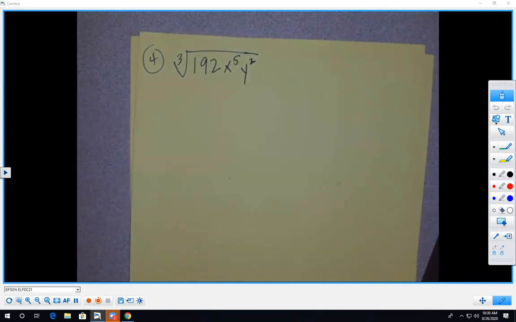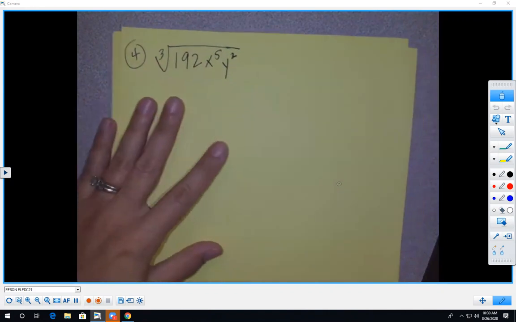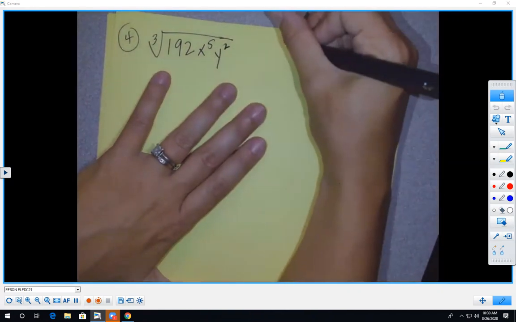For cube root, you do the exact same thing. The only difference is instead of taking out pairs, groups of two things, you're going to take out groups of three this time, like triples. Okay. So same thing. Let's break down 192.